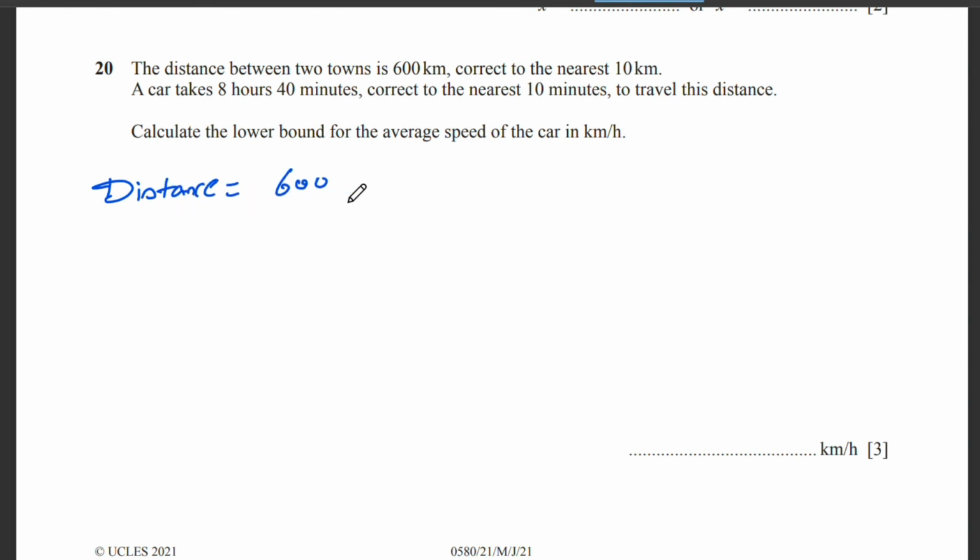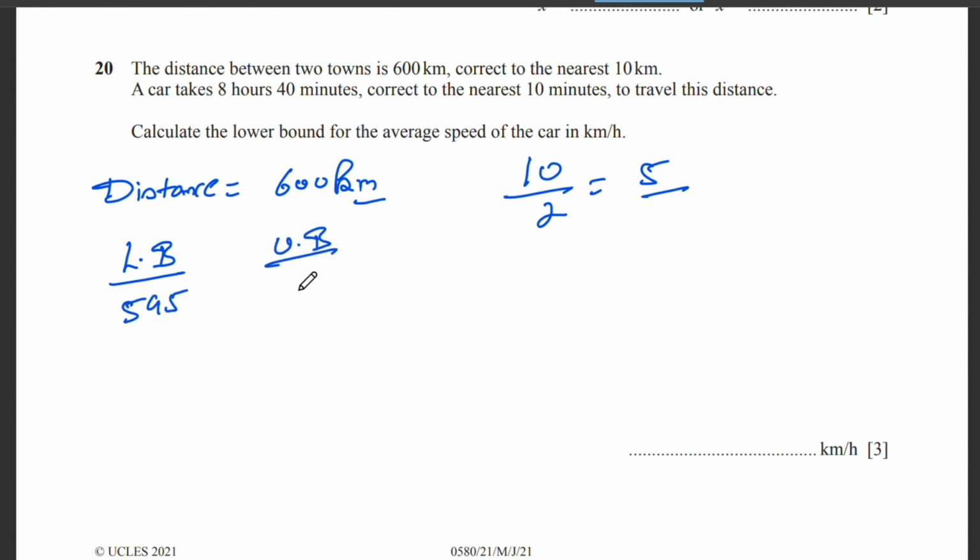Distance equals 600 km. They have given it to the nearest 10 km. So what we do? Divide by 2, which is 5, so plus minus 5. So the lower bound will be 600 minus 5, which is 595. The upper bound will be 600 plus 5, which is 605. Now the time. Time is 8 hours 40 minutes, to the nearest 10 minutes. So again 10 by 2, which is 5 minutes. So plus minus 5 minutes.